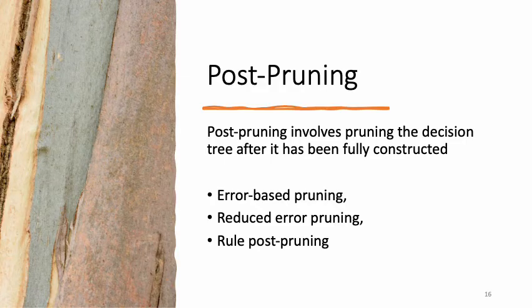The third approach is rule post-pruning. This method converts the decision tree into a set of if-then rules and then simplifies these rules. Unnecessary rules and nodes are removed, making the tree simpler. This approach helps in creating a more understandable and generalized model.